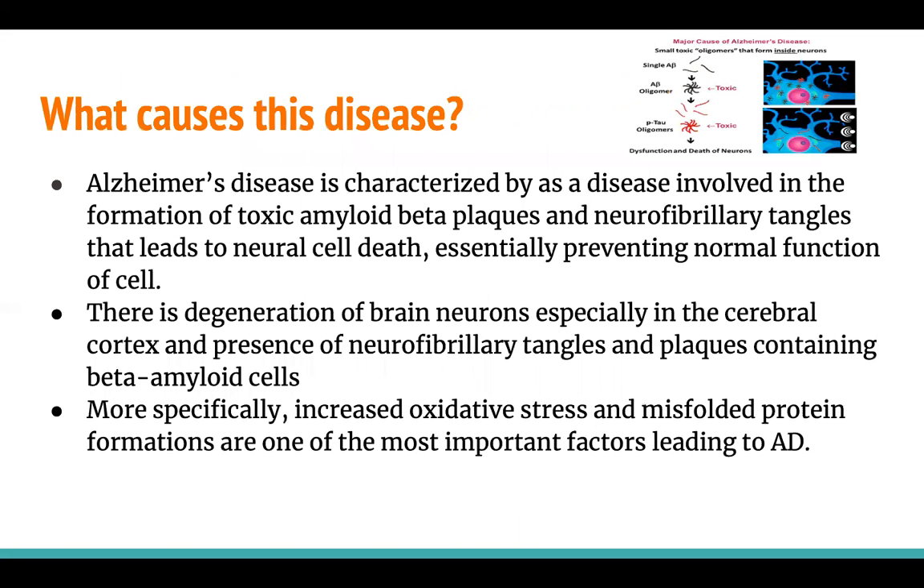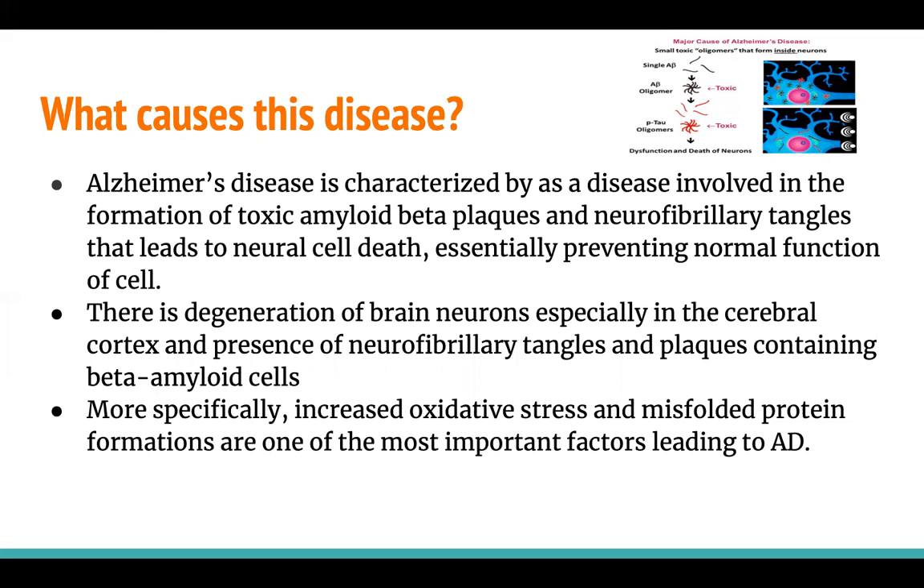So what causes this disease? Alzheimer's disease is characterized by the formation of toxic amyloid beta plaques and neurofibrillary tangles that lead to neural cell death, essentially preventing normal function of the cell. There is a degeneration of brain neurons, especially in the cerebral cortex, and the presence of neurofibrillary tangles and plaques containing beta amyloid. More specifically, increased oxidative stress and misfolded protein formations are among the most important factors leading to AD. The diagram you see here explains the major causes of Alzheimer's disease.